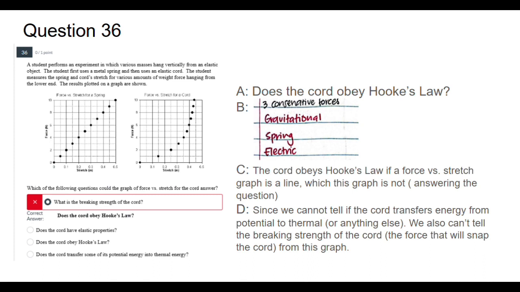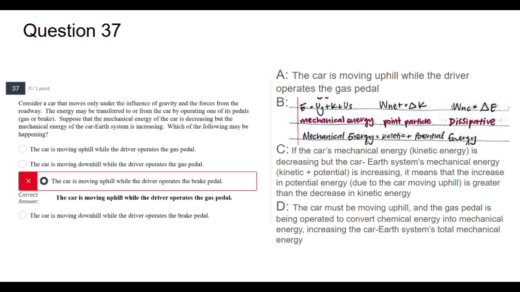So the correct answer here was, does the cord obey Hooke's law? And I've listed some conservative forces in my notes. The cord obeys Hooke's law if a force versus stretch graph is a line, which the graph is not, which answers this question. And since we cannot tell if the cord transfers energy from potential to thermal or anything else, we also cannot tell the breaking strength of the cord, the force that will snap the cord, from this graph.